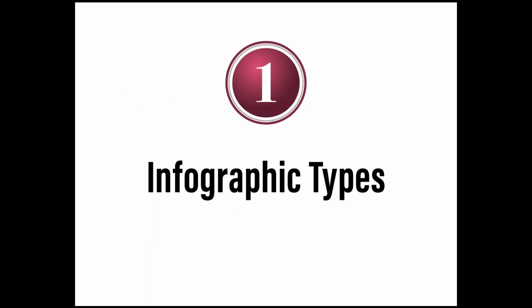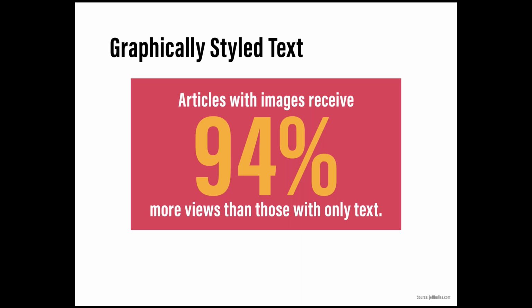So let's look at some infographic types. There's many, many types of infographics. I have boiled these down into ones that are relevant to us in proposals. And the first one is really what I just call graphically styled text. This is not, as you can see, an image at all. It's really just text that I added some color to and made some stuff bigger. But by doing that, I effectively turned this into a graphic.